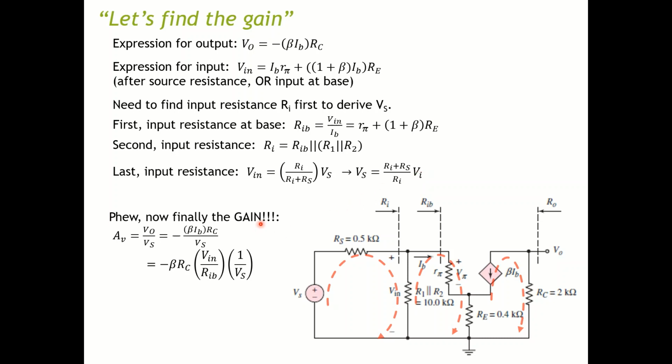So finally we can get the gain. The gain is basically Vo over Vs. So what's our Vo over here? You bring this term, put it on the top. And what is Vs? Vs is here. So bring this term, put it on the bottom, then you can have the gain equal to negative beta RC times Vin over IB, multiplied by 1 over Vs.